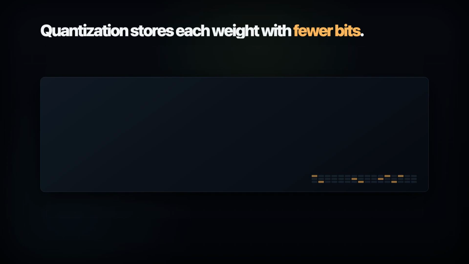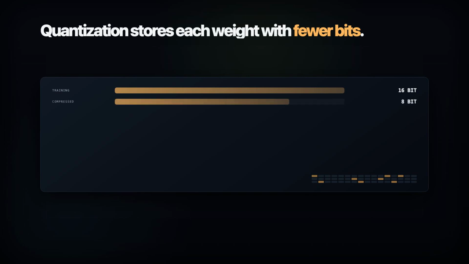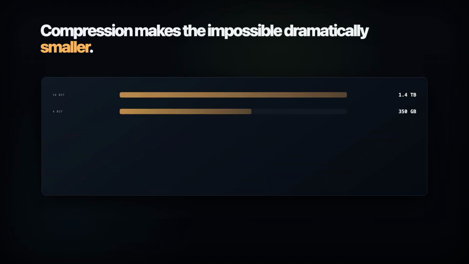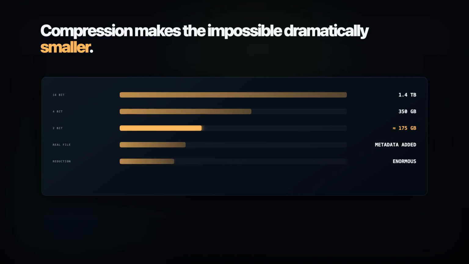So the first trick is quantization. Most large models are trained using relatively precise numerical formats. But after training, their weights can often be stored using fewer bits. Instead of representing each weight with 16 bits, you might reduce it to 8 bits, 4 bits, 3 bits, or even close to 2 bits. At 4 bits per parameter, a 700 billion parameter model falls from approximately 1.4 terabytes to around 350 gigabytes. At 2 bits, the theoretical weight size approaches 175 gigabytes. Real model files are usually somewhat larger because they contain metadata, scales, higher precision layers, and other information. But the reduction is still enormous.